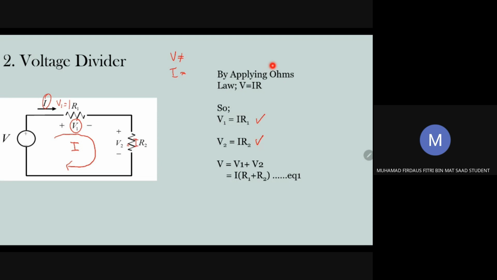So the total voltage for this circuit, V equals V1 plus V2. V1 is I1 R1, and V2 is I R2. So it just looks like I R1 plus I R2. So you take out the I, and it becomes I times R1 plus R2.